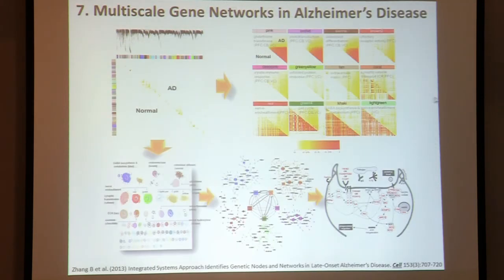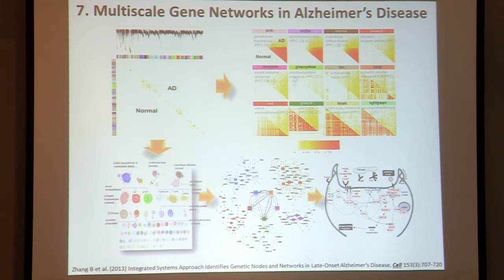So in this study, we have both normal control samples and brain samples from Alzheimer's disease patients. Again, the number of samples is huge. We have over 370 samples from the Alzheimer's disease patients, and about 150 samples from normal control.